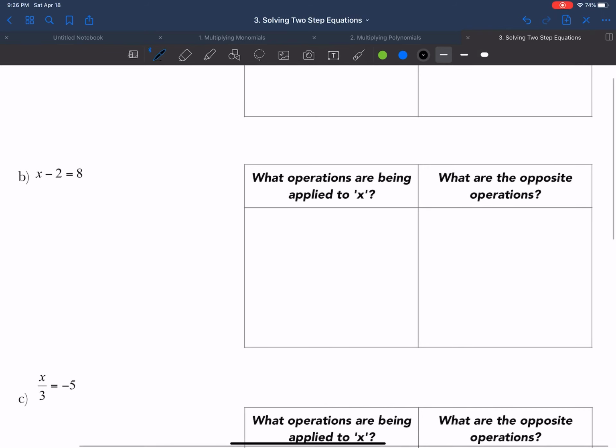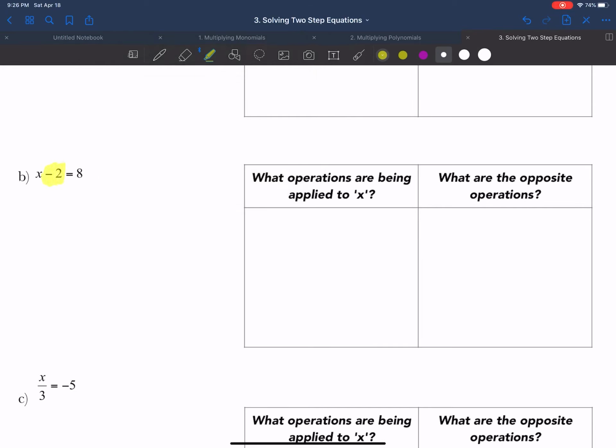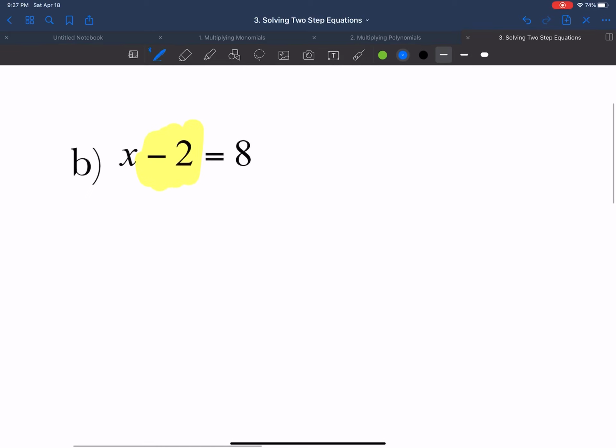Okay, now let's look at this. What operations are being applied to x? If I look at the equation there, we are subtracting 2. So the opposite of that would be to add 2. So what operation is being applied to x? Subtracting 2. The opposite is to add 2. So let's add 2.